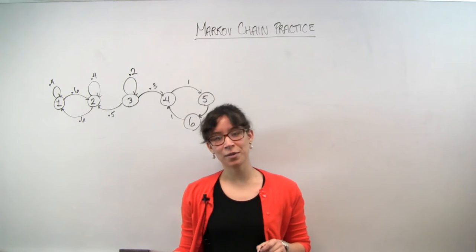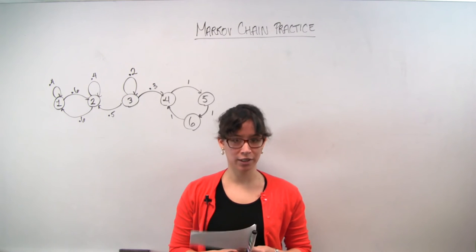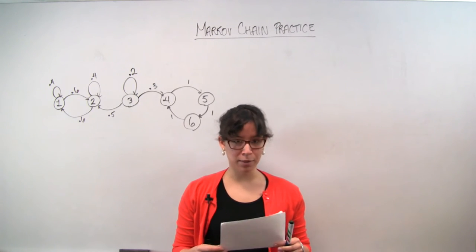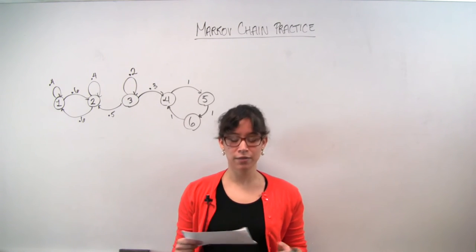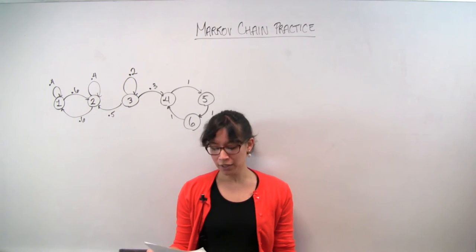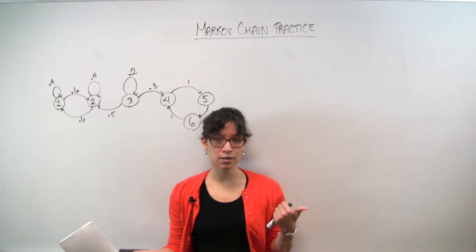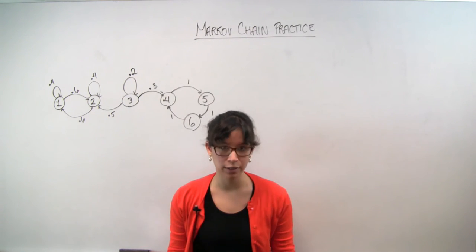Hey everyone, welcome back. Today we're going to do a practice problem involving Markov chains. Now this problem is quite long. It has parts A through F, so we're just going to get started right away. So part A asks us to figure out which states, if any, are recurrent, transient, and periodic.